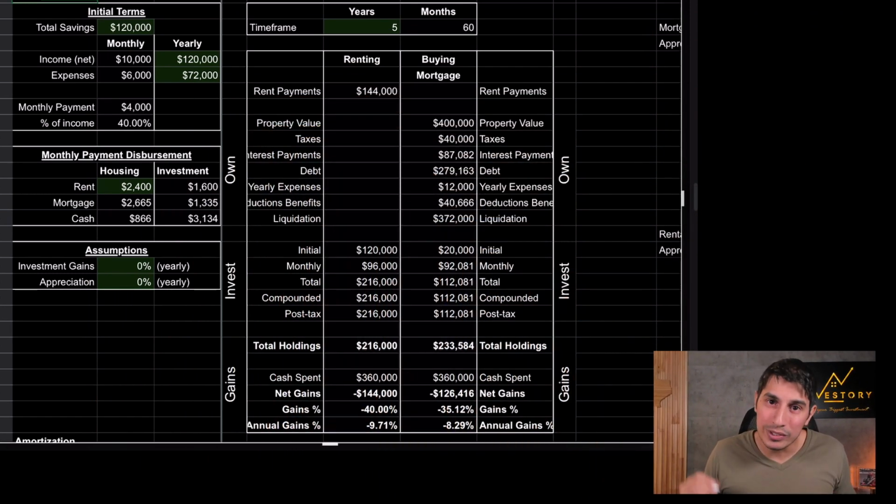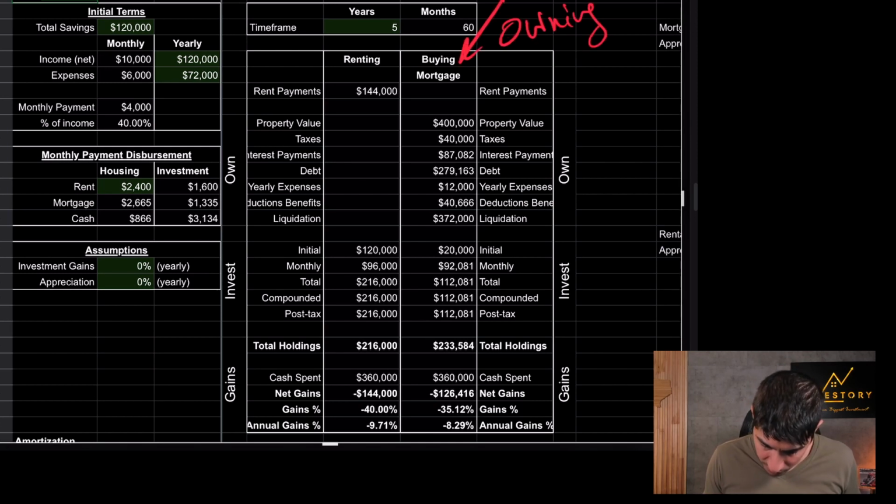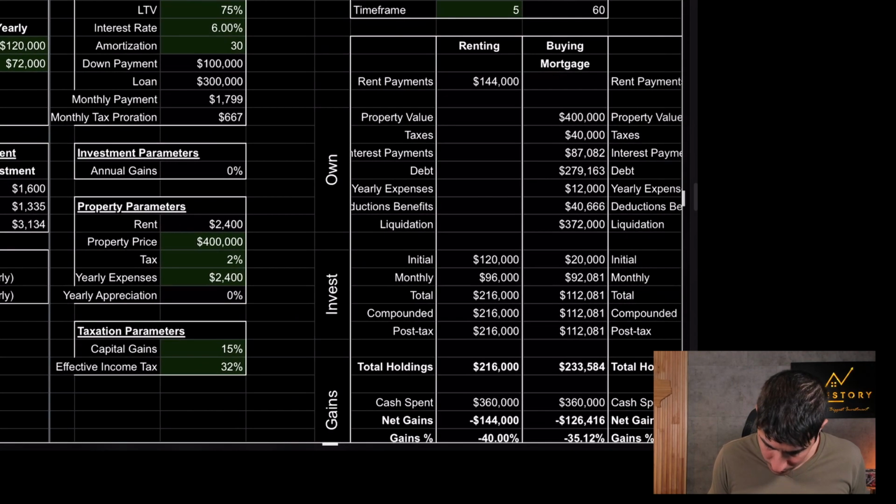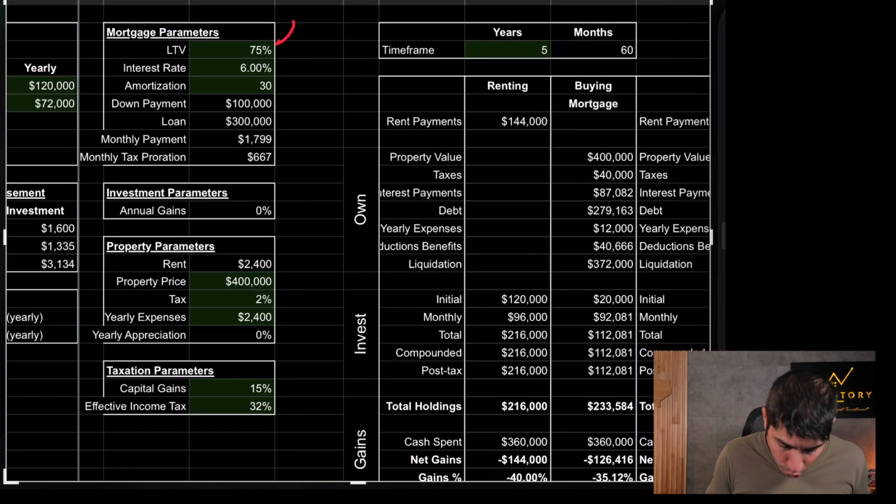Now let's talk about what happens when we own a place. So this is the column about owning. All right? So ownership of a property. It's a bit more complicated, all right? When we own a place, these are the things that we need to account for. So what is the loan to value? Maybe I should start here actually.